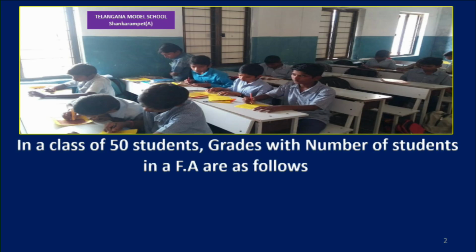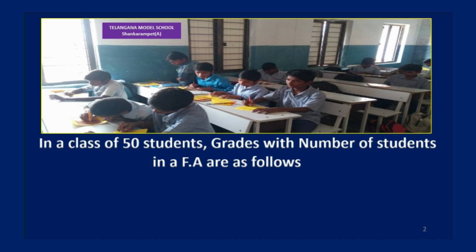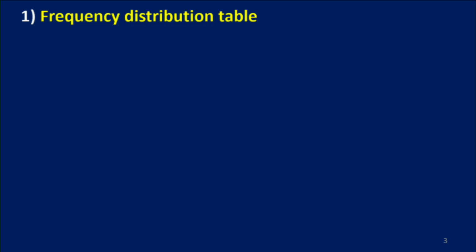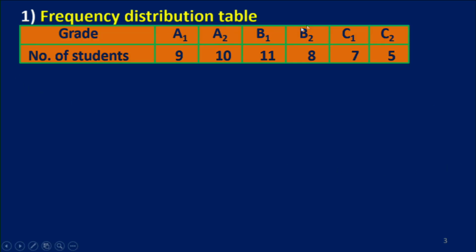Okay children, now observe the screen. It is a classroom. Grades with number of students in FA are as follows. Children, this is the raw data. How can we represent this raw data in the form of a table? Let us understand. Children, like this we can represent the previous raw data in the form of a frequency distribution table.